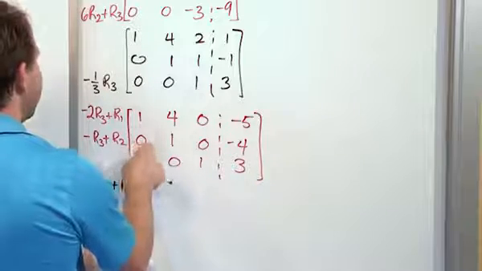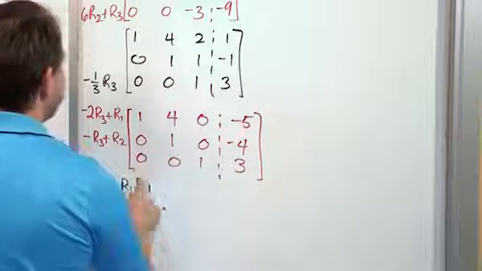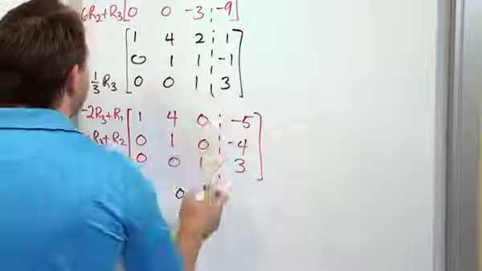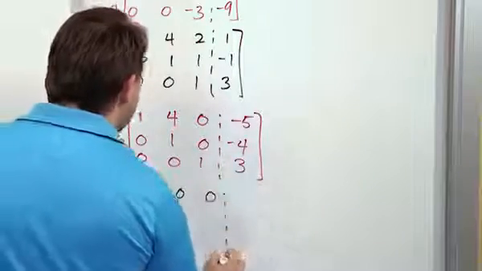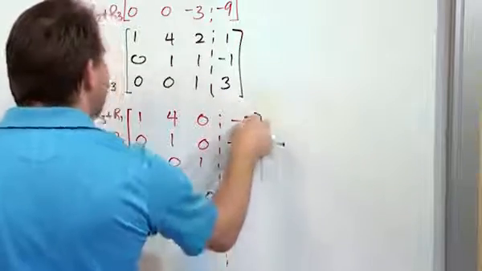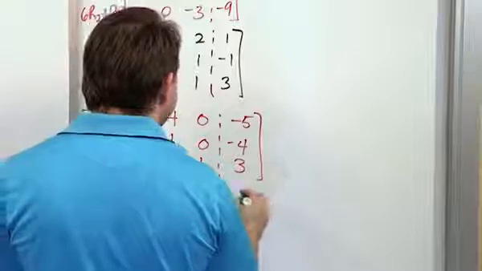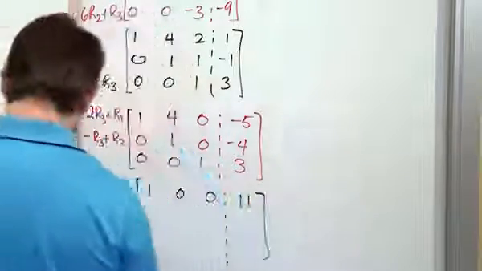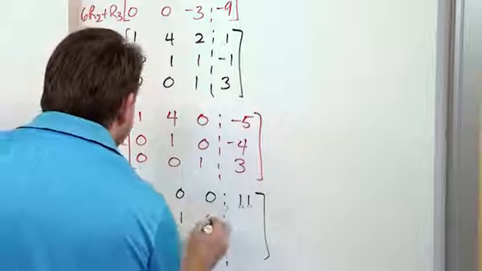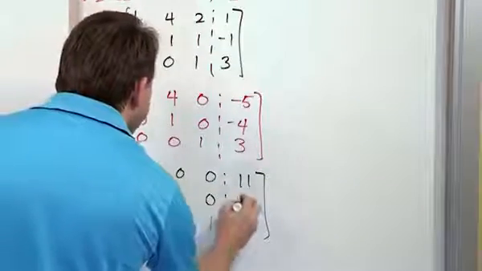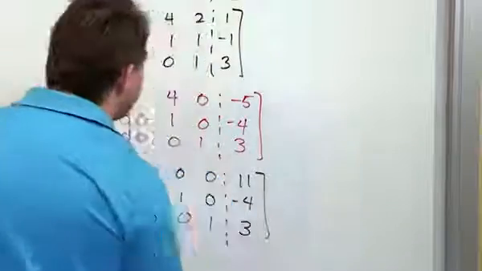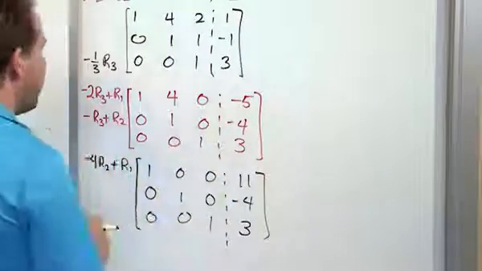When I do negative 4 times this and add it, I'm going to keep the same thing. Negative 4 times this and add it, I'll get a 0. Negative 4 times that, add it, I'm going to get that. Negative 4 times this will give me positive 16. And when I add it to that, I will simply get 11. And then I'm going to keep everything else the same. 0, 1, 0, 0, 0, 1, negative 4. And then we have a 3 at the bottom here. So I haven't changed anything with that bottom row.